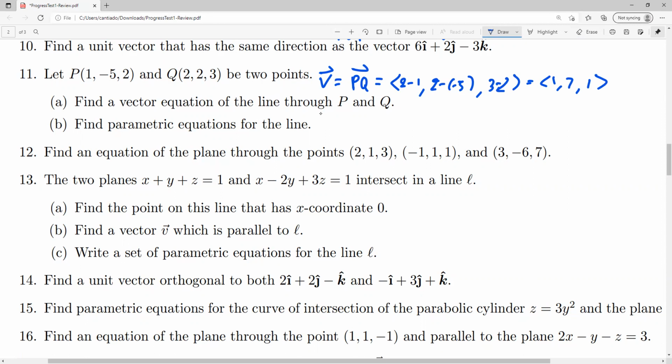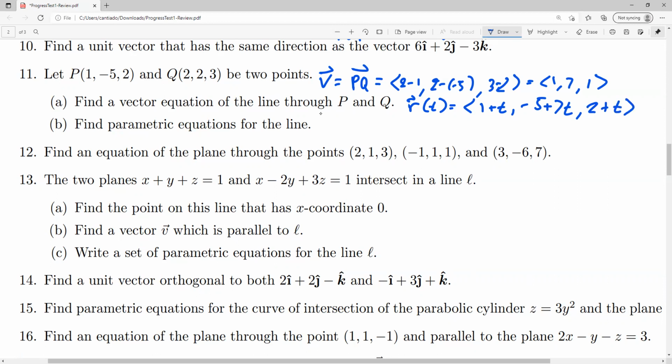It's the parametric equation, but in a vector, right? So your vector, let's let it be r of t, is equal to x naught, which is just a point. Let's let it be P. So x naught is 1 plus v1 t. So v1 is 1, so plus t. And then y naught, which is -5, plus v2, which is 7t. And then lastly, z naught, which is 2, plus 1t, right?